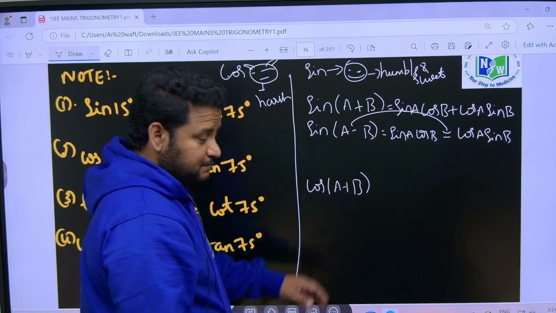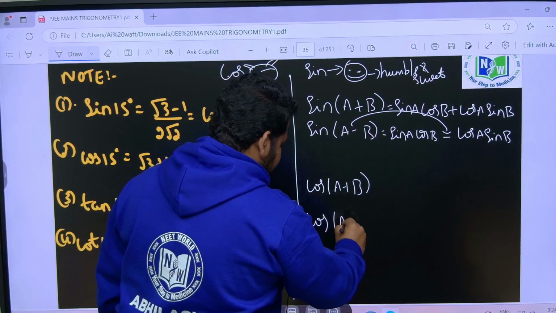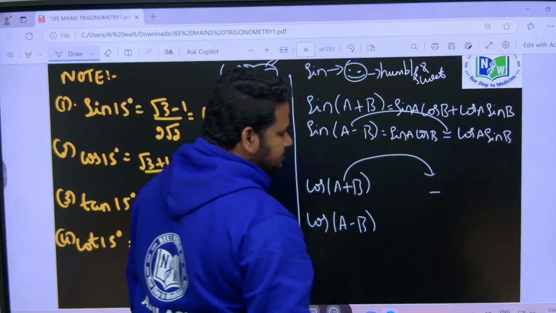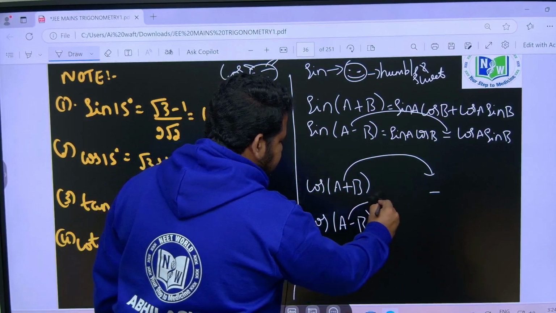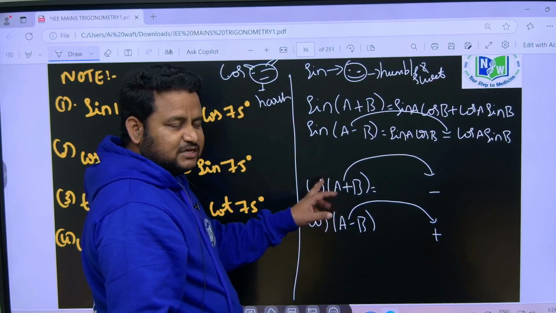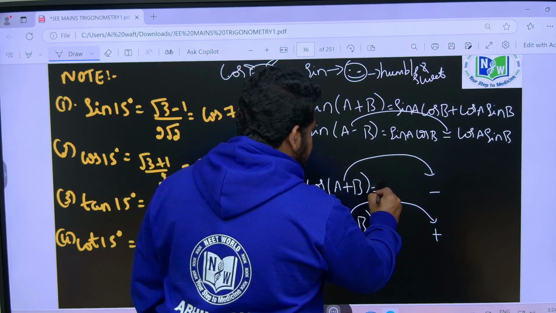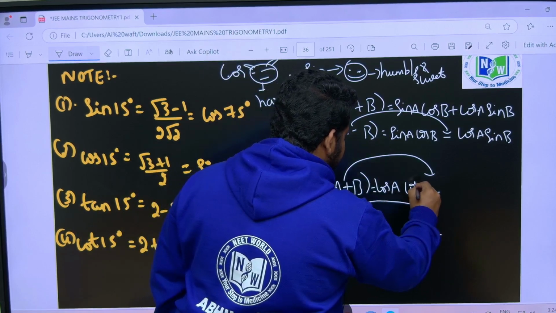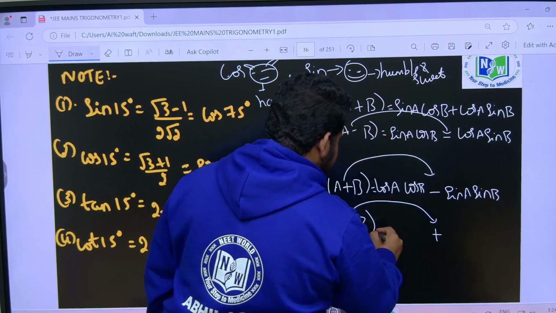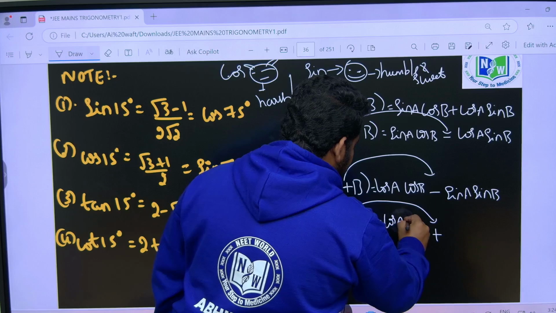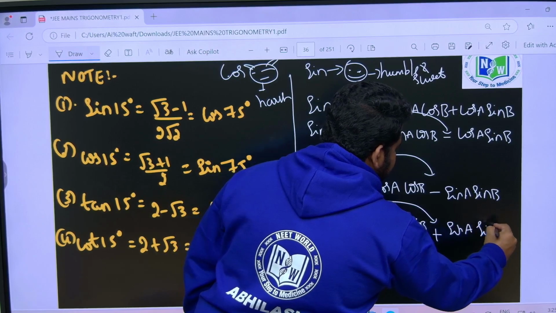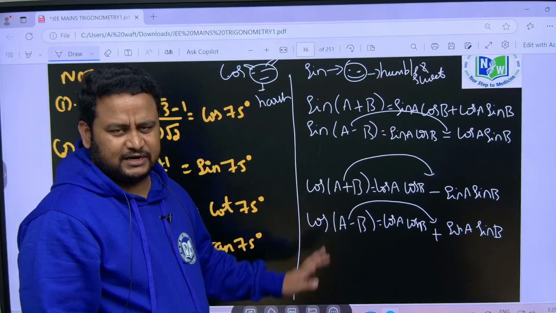Now, when we talk about cos of a plus b and cos of a minus b, we should be careful. If you ask him to shut the door, he will open the door, so plus will become minus. If you ask him to open the door, he will shut the door, so minus will become plus. This cos will merge with cos only; other persons you will throw away. So cos a cos b, and here sin a sin b. Cos of a minus b equals cos a cos b plus sin a sin b. If you remember like this, you will never forget these formulas.